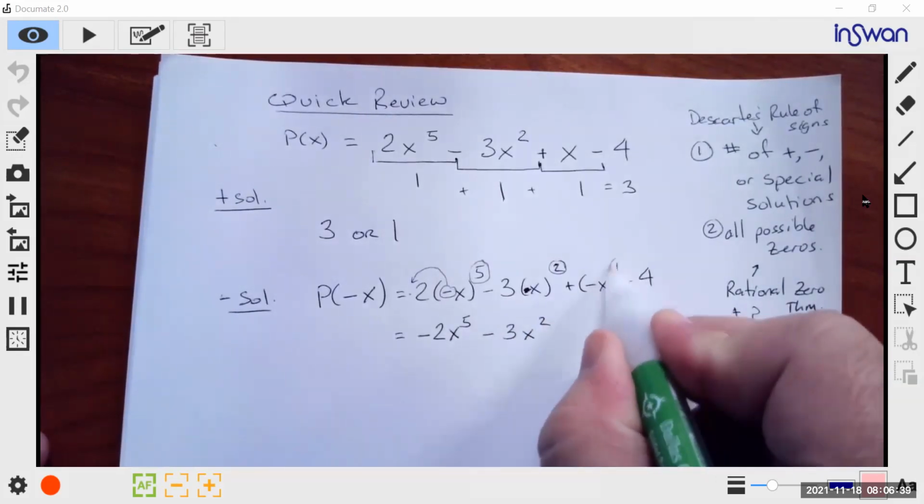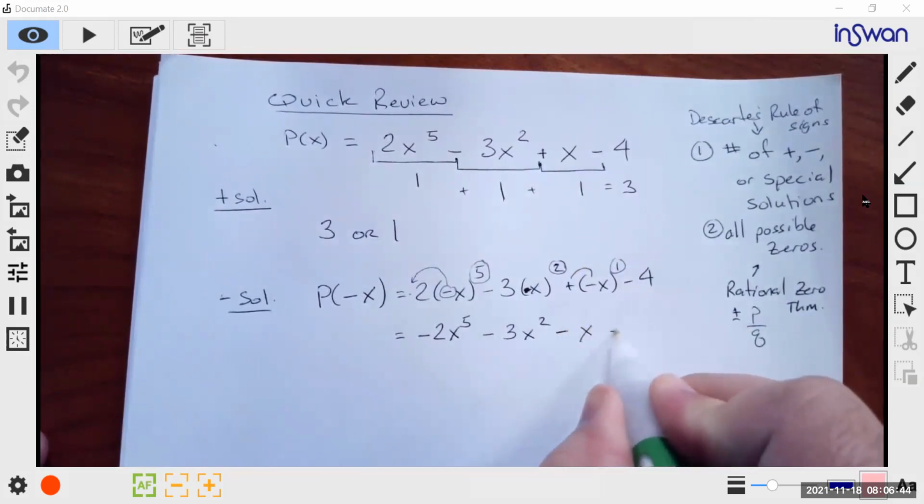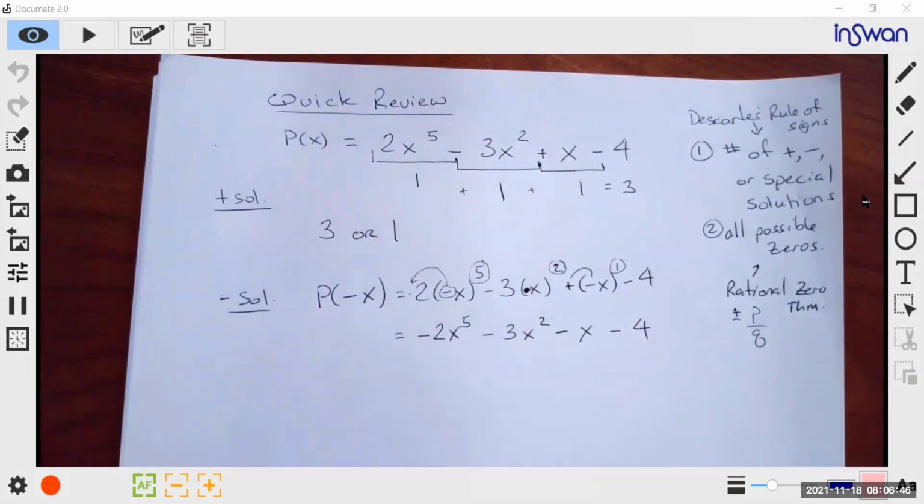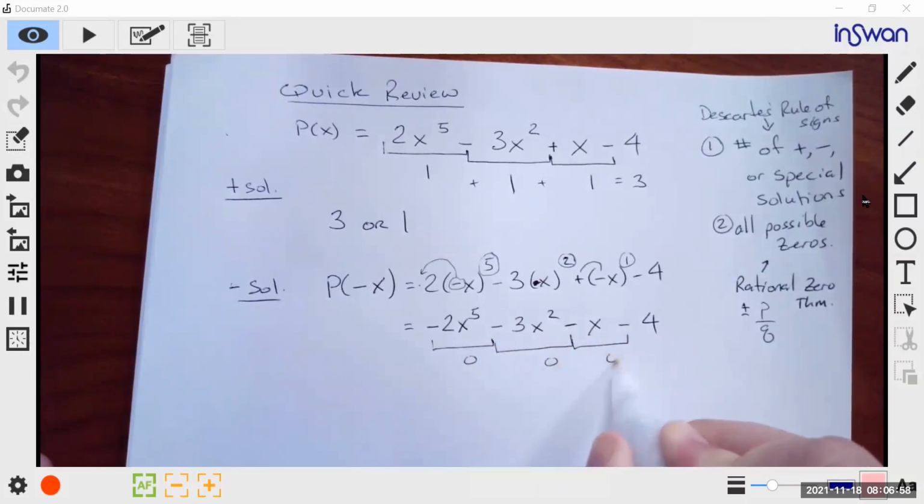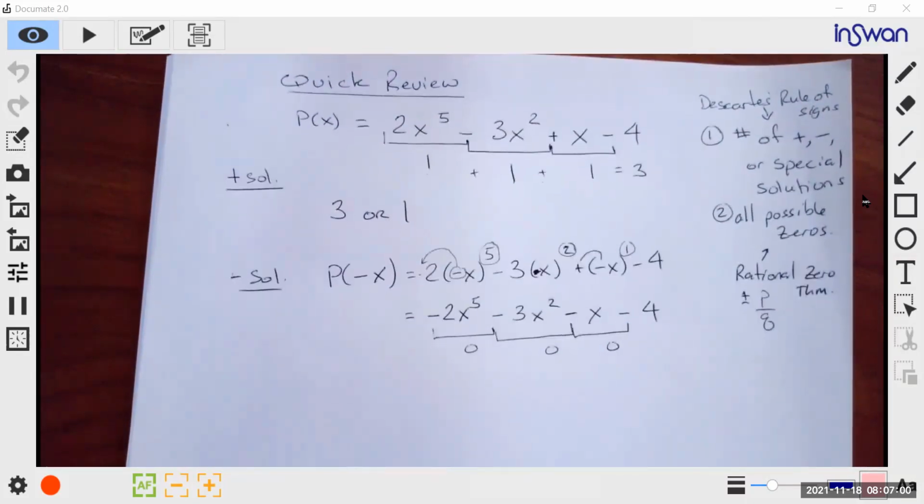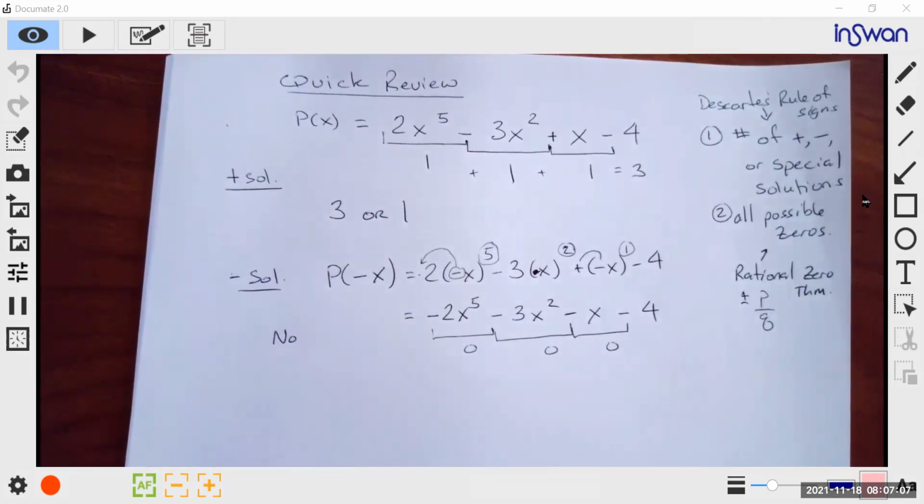This one has a 1, so that's odd. So that negative, negative times positive is negative. So how many sign changes? Nope. Nope. Nope. So there are no negative solutions. But how many solutions are we supposed to have?